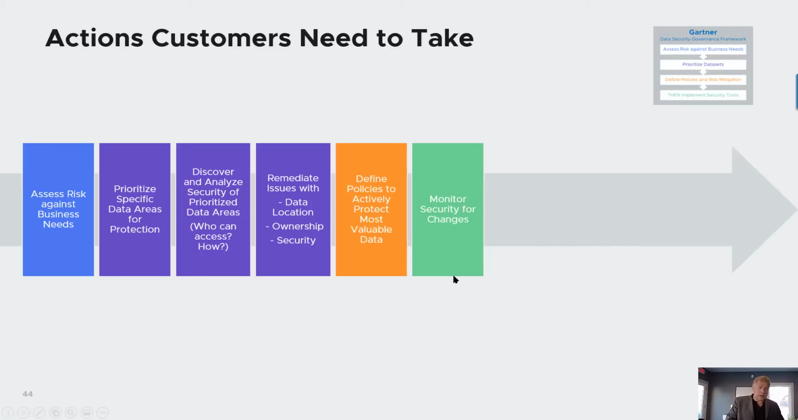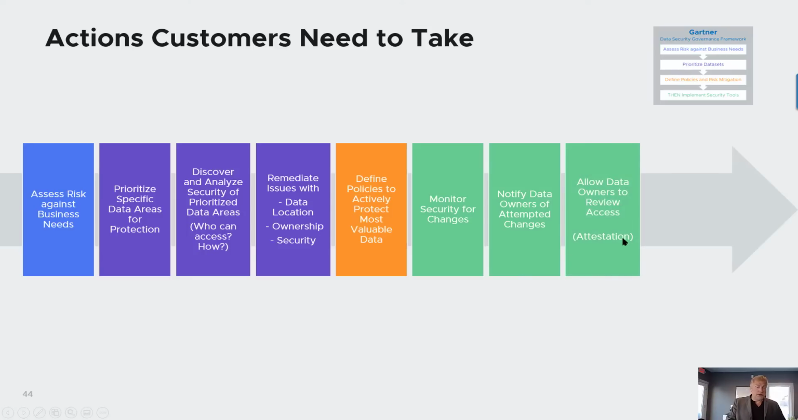Obviously, we need to monitor for security changes moving forward, keep those data owners engaged, allow them to do access reviews so that we can have attestation, and then automate things on a life cycle.